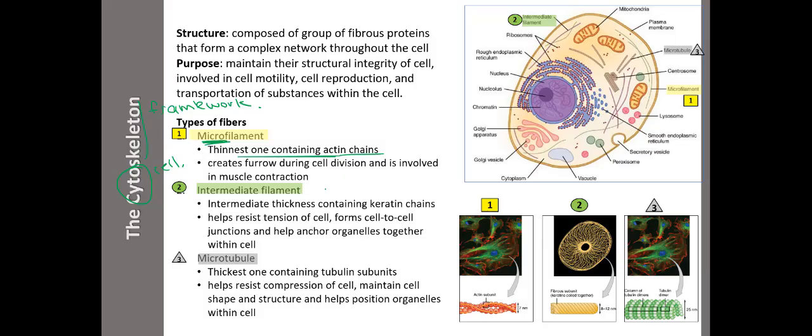The second, middle thickness of fiber is called the intermediate filament. It contains keratin chains and has another function altogether. The third type of fiber is the thickest one, the microtubules. So you can see here you have microfilament, intermediate filament, and microtubules. These are the ones that help to position organelles inside the cell, help to maintain the cell shape, and so on.